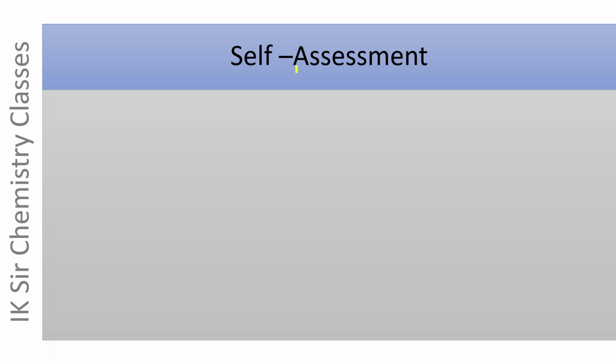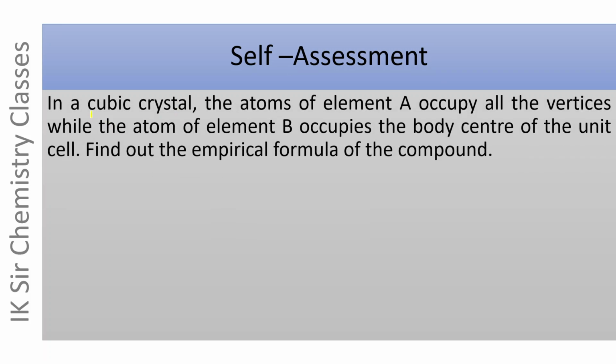Now the time for self-assessment. In a cubic crystal, the atoms of element A occupy all the vertices, while the atom of element B occupies the body center of the unit cell. Find out the empirical formula of the compound. In a cubic crystal, atoms of element A occupy all the vertices, while the atom of element B occupies the body center of the unit cell. And thus it is nothing but a body centered cubic unit cell.